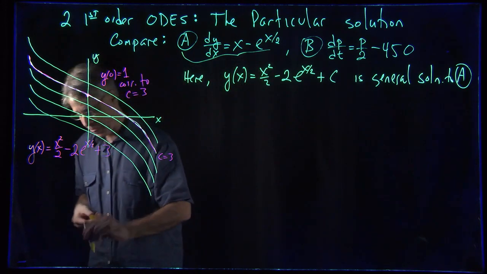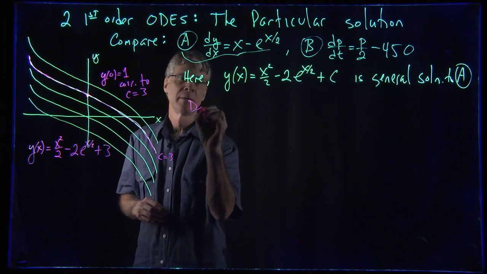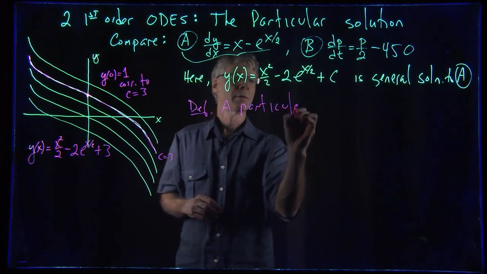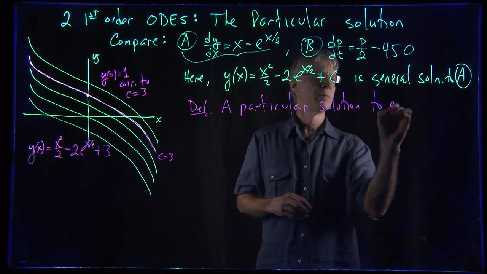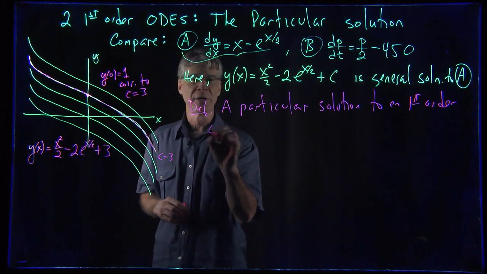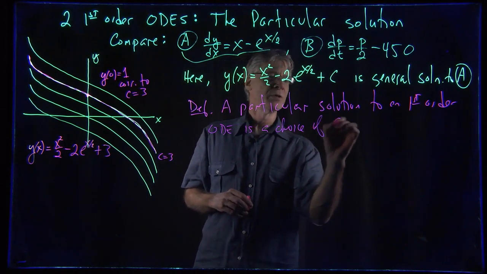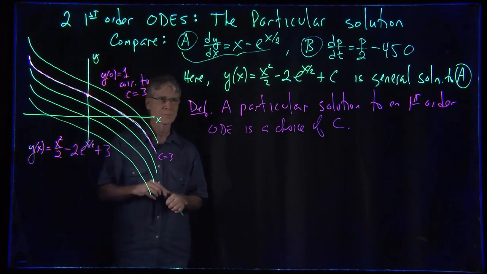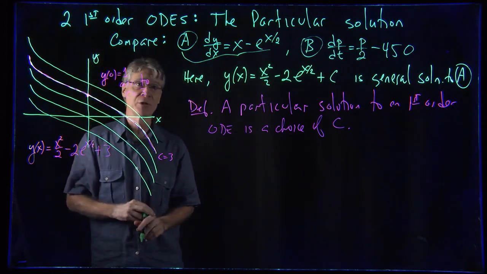And as another definition, a particular solution to a first order ODE is really just a choice of the unknown constant. Okay? Now, how do we do that? One, we can just choose the value of c and we have one of our solutions.